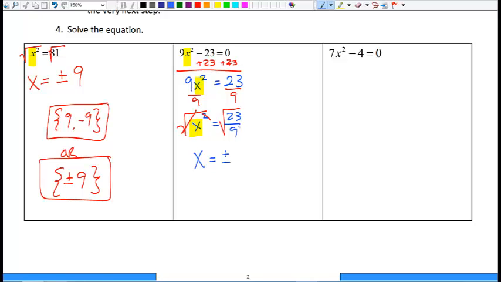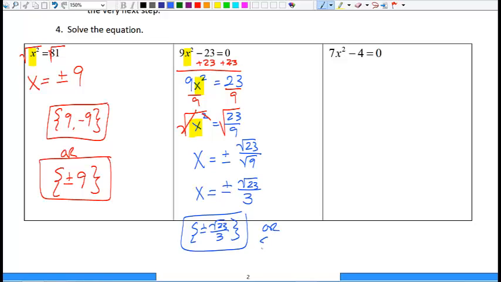Alright, so I have to reduce this. I'm going to take the square root of 23 over the square root of 9. Now the square root of 9 is the problem because you can't have radicals on the bottom. But the square root of 9 is really easy. That's just plain 3. So I didn't even need to rationalize the denominator. All I had to do was reduce. So my answer could be plus or minus the square root of 23/3. Or if you prefer, you can write the square root of 23/3, comma, negative the square root of 23/3. Either way is fine.